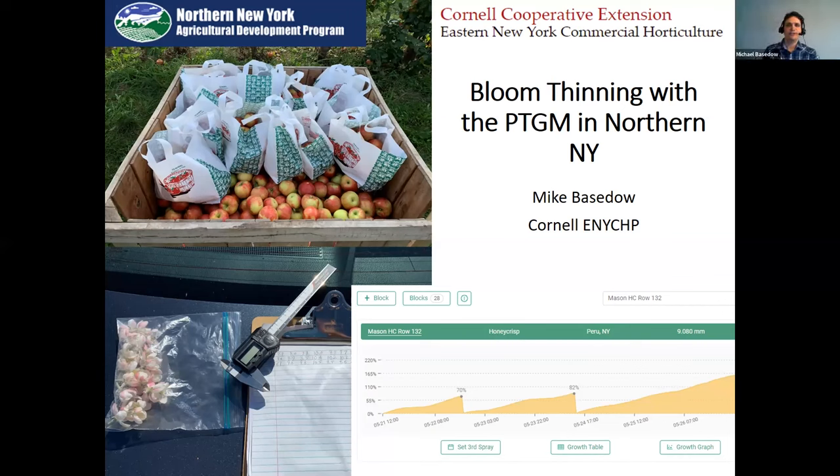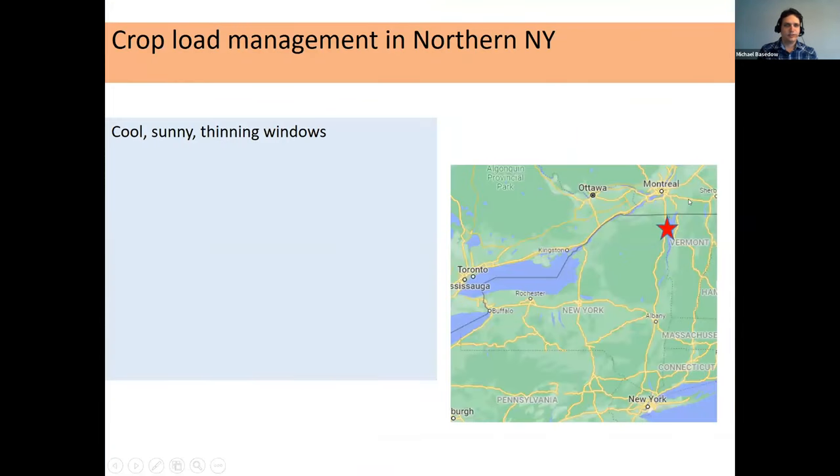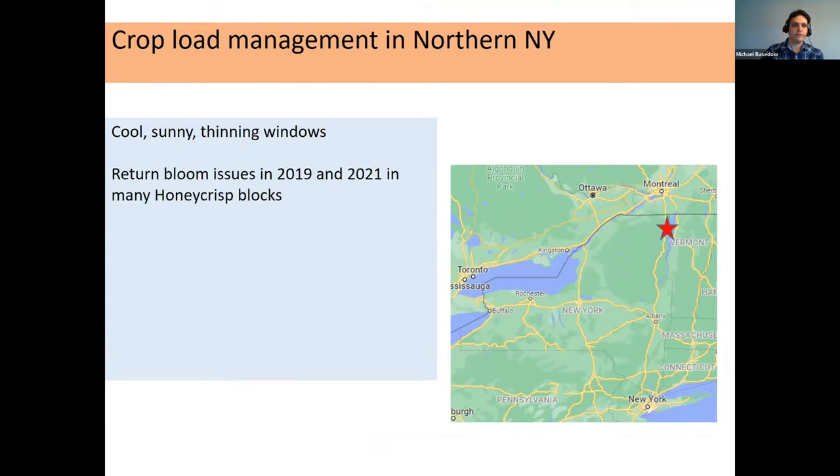For my presentation, I just want to tell you a little bit about the applied research I've been doing here in the Champlain Valley over the past 2 years using the pollen tube growth model. So just a quick background on crop load management here in northern New York. Generally during our typical petal fall and 12 millimeter thinning season, we do tend to have fairly cool sunny weather. So it can make it difficult in some years for our PGRs to really give us the amount of thinning that we might be looking for.